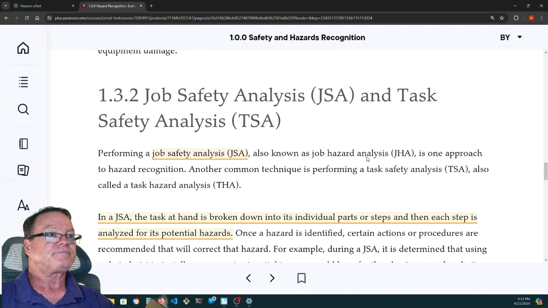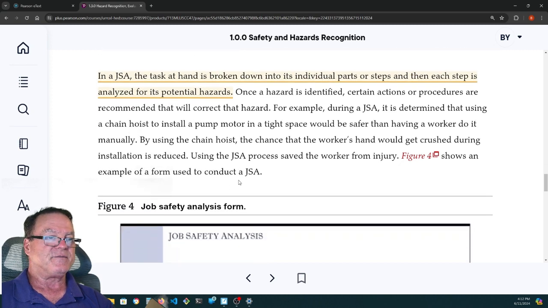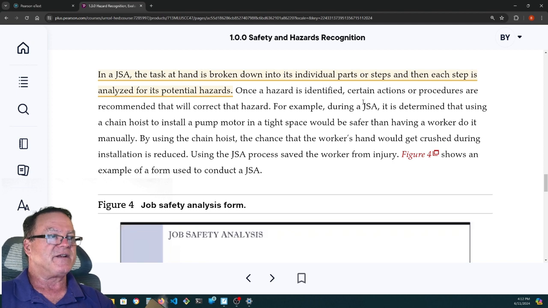Okay. Here it is, the job safety analysis. 1.3.2. Performing a job safety analysis, also known as a job hazard analysis, is one approach to hazard recognition. In a job safety analysis, the task at hand is broken down into its individual parts or steps, and then each step is analyzed for its potential hazards. Once a hazard is identified, certain actions or procedures are recommended that will correct that hazard.